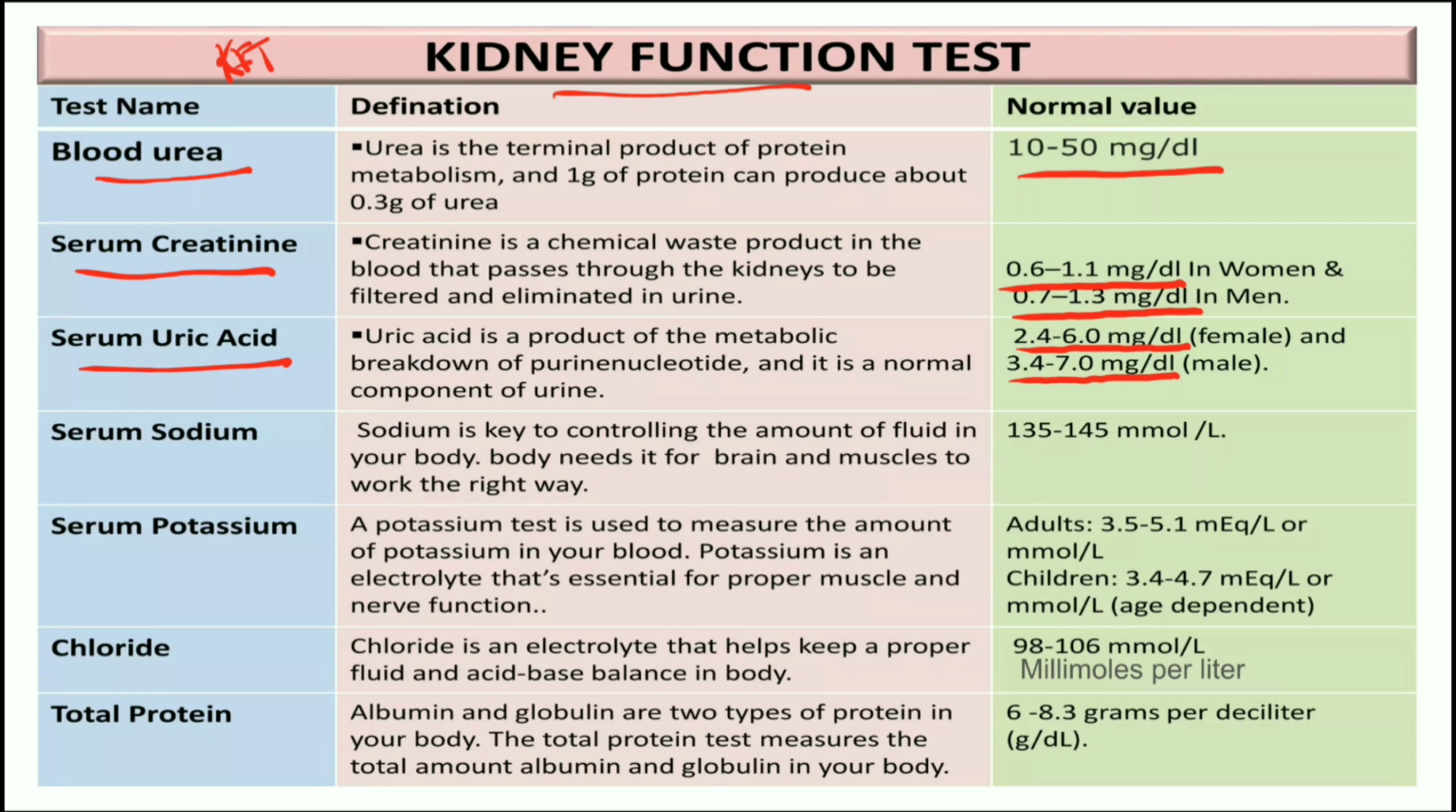Low level of uric acid is very rare, but if at all it is observed, it can be due to low purine diet or hereditary diseases of metabolism. The next parameter is serum sodium. The normal range of serum sodium is between 135 to 145 millimoles per liter.